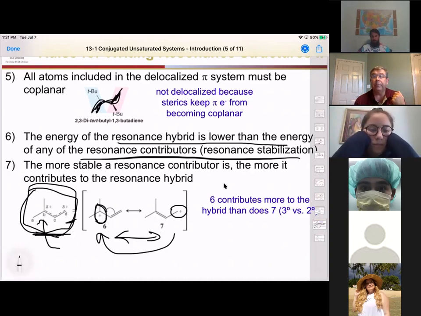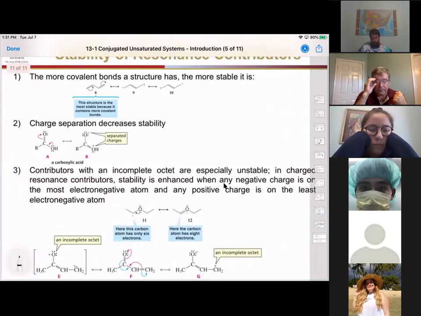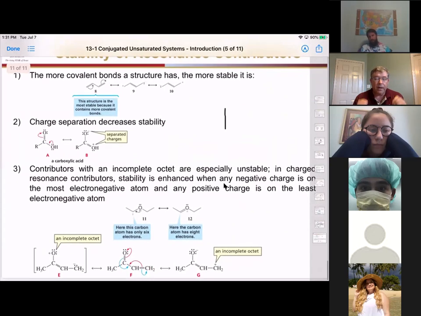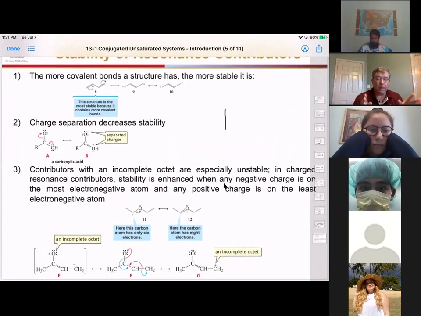So that being said, let's think about stability of the system here, okay? So when we're talking about stability in these conjugated systems, the more covalent bonds a structure has, the more stable it is, okay?